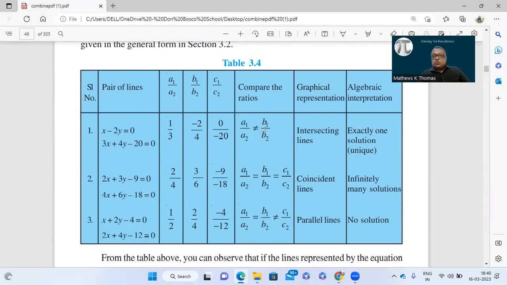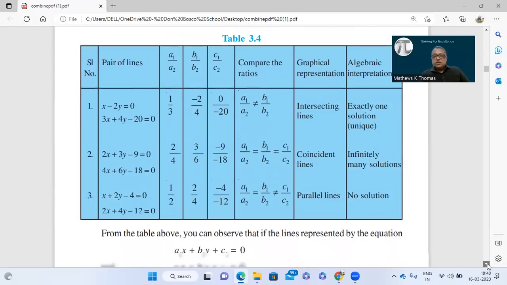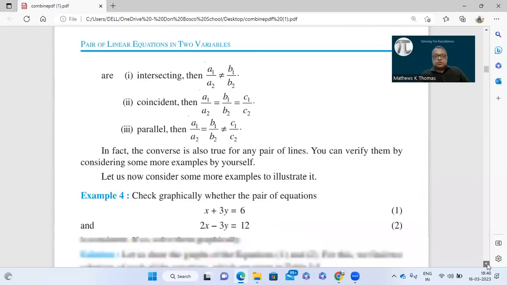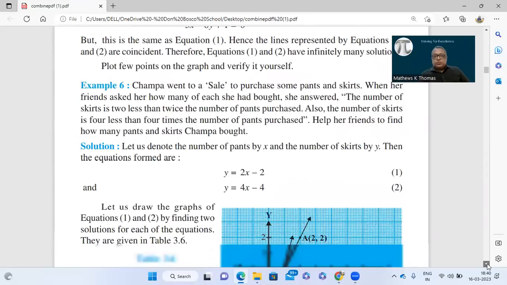a1 by a2 not equal to b1 by b2, you will get intersecting lines, and you will get a unique solution. All are equal, that is coincident lines, you will get infinitely many solutions. And a1 by a2 equal to b1 by b2 not equal to c1 by c2, this will be parallel lines, that is you will get no solution. So all the 3 types of graphs you should practice.